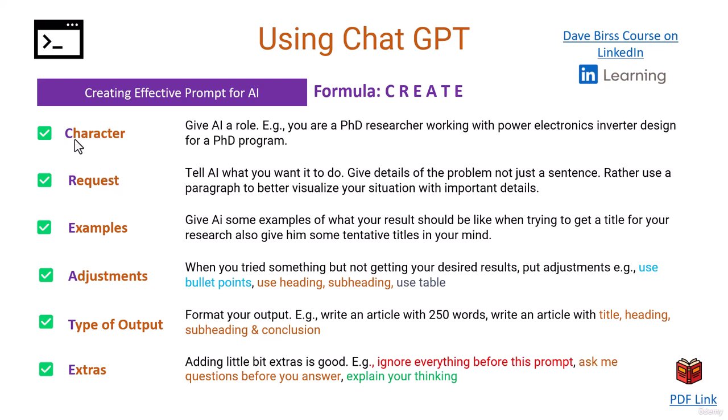Character means that when you are asking ChatGPT, if you give it a role, it will be more helpful for ChatGPT to tailor your response. Like you can give ChatGPT a role like, you are a PhD researcher working on something. Then comes the next point, that is request. The more details you give to ChatGPT in the queries, the more accurate response you will get from ChatGPT.